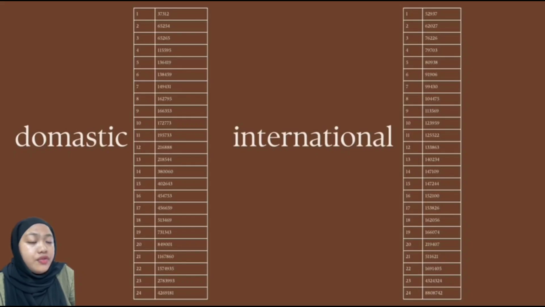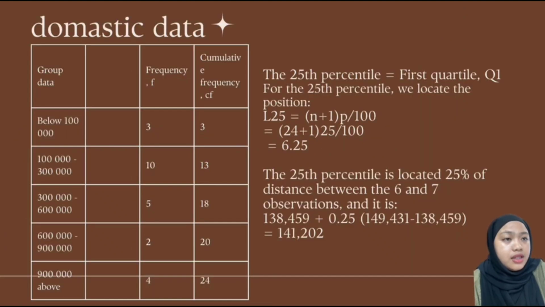So I will present part 3, which is calculate percentiles and construct box plot in each dataset. This is the range of the dataset in ascending order. I will present the domestic data first. To calculate the percentiles, we need to use the formula (n plus 1) multiplied by p divided by 100 to find the position of the percentile, and use this position to find the percentile as shown in the slide.